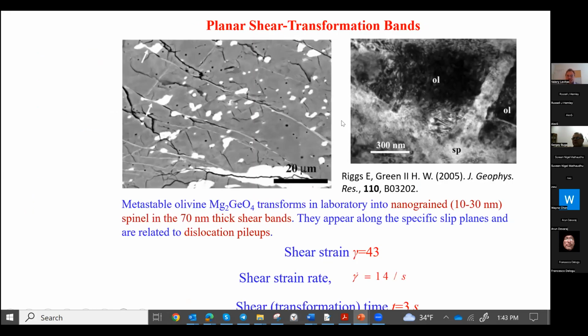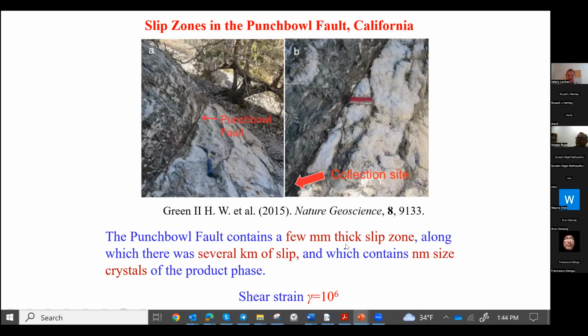So this is a typical shear transformation band observed in a lab. It's 70 nanometers thick, and evaluated shear strain is 43. The transformation time is 3 seconds, and this is the corresponding strain rate. In nature, thickness is much larger for the transformation deformation band, and shear strain is huge, 10 to 6.